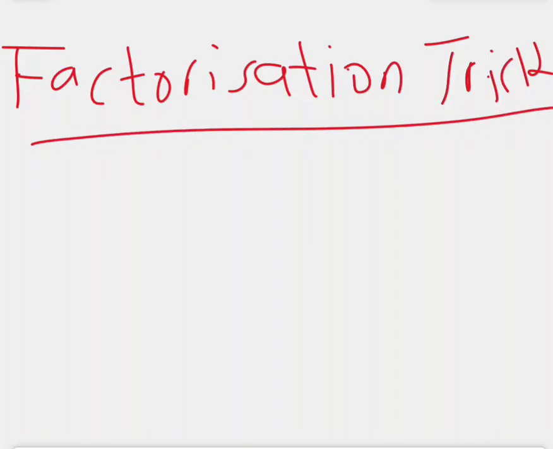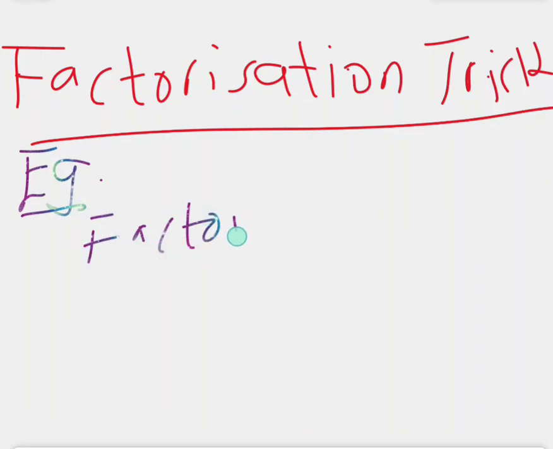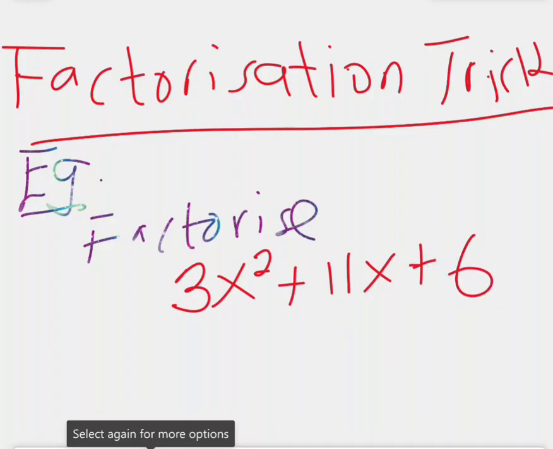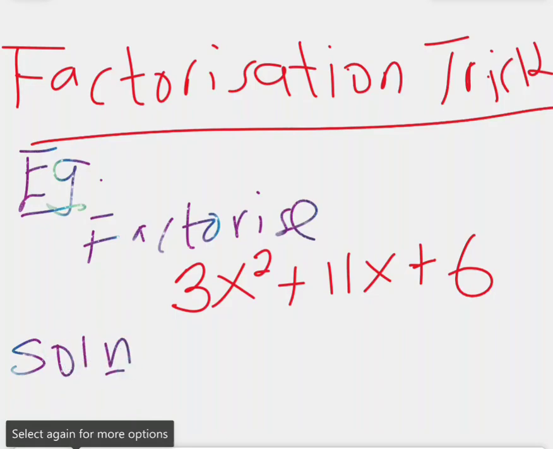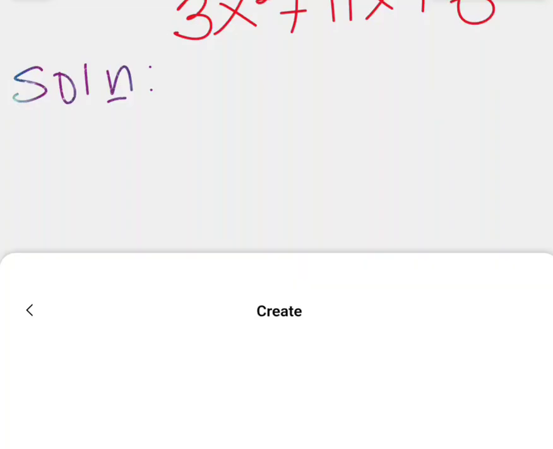So I'm going to use this example. Example, I'm using EG to represent example. Factorize 3x squared plus 11x plus 6. Now I'm going to factorize this expression, and to do that I need to have my solution, and I'm going to rewrite this expression.